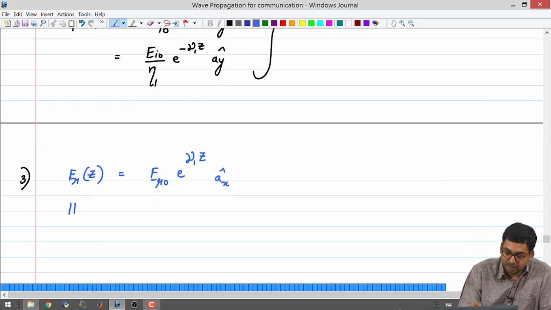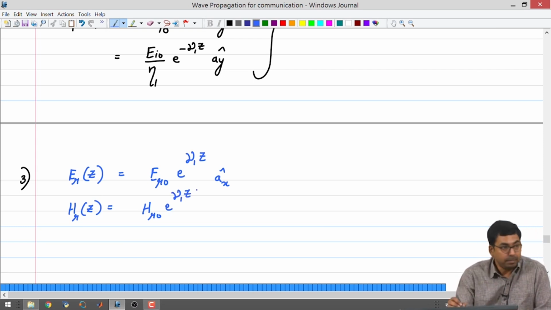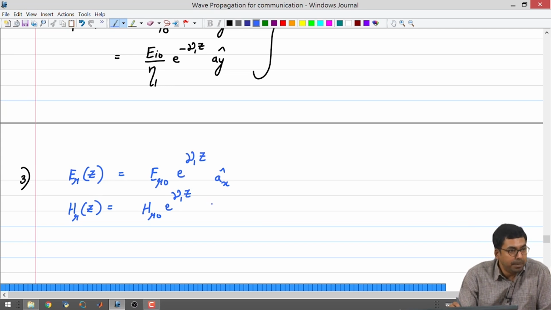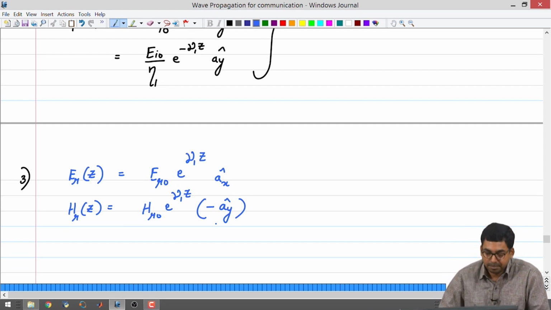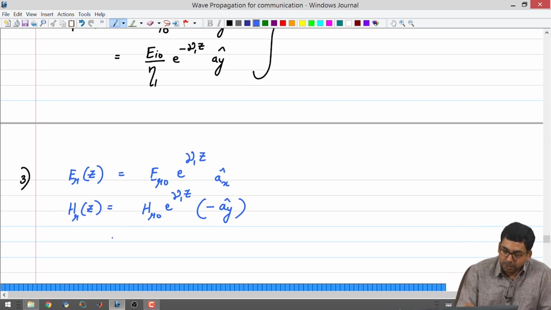The magnetic field corresponding to the reflected wave is H r naught e to the gamma 1 z. But now it has flipped its direction, so you just write this as minus Ay hat. Or you could also go ahead and write this as minus E r naught divided by eta 1, e to the plus gamma 1 z.